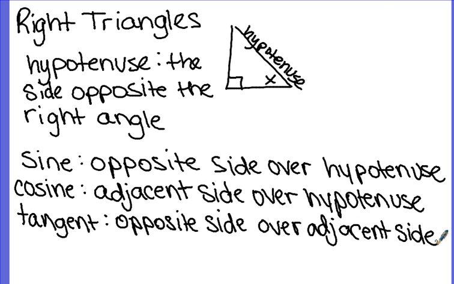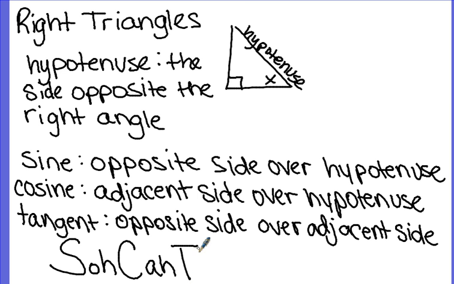A lot of people try to remember sine, cosine, and tangent using the mnemonic or the acronym SOHCAHTOA. Sine is the opposite over the hypotenuse. Cosine is the adjacent over the hypotenuse. And tangent is the opposite over adjacent. SOHCAHTOA. So that's a way that you could remember sine, cosine, and tangent. We're going to do a few examples, and then I'm going to have you do some on your own.